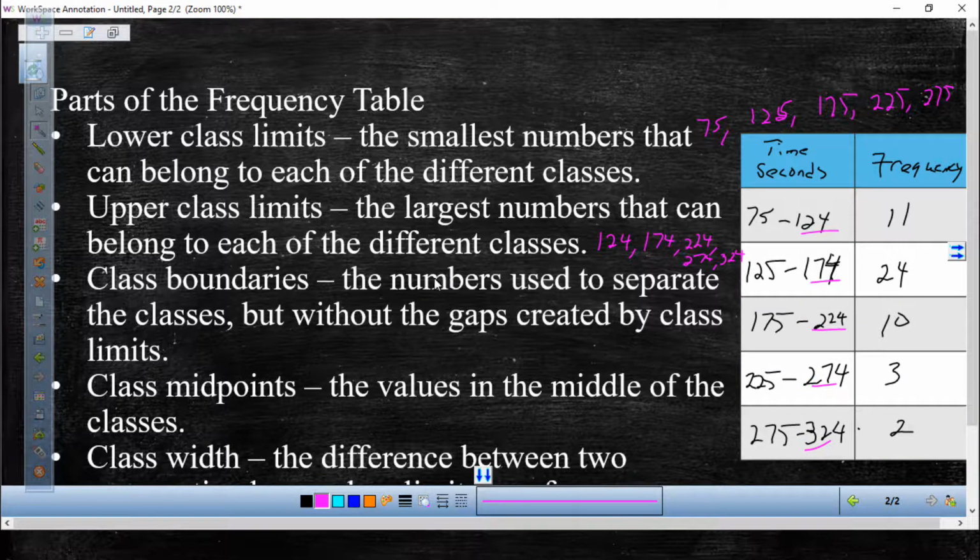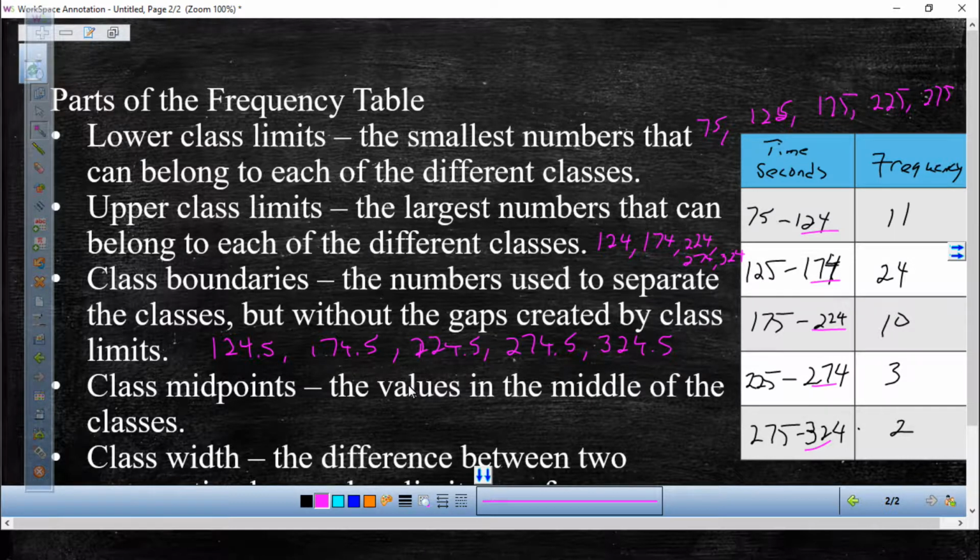And then class boundaries, the numbers used to separate the classes but without gaps. The class boundaries for this might be 124.5, that would be the upper end, and then 174.5, 224.5, 274.5, and 324.5.